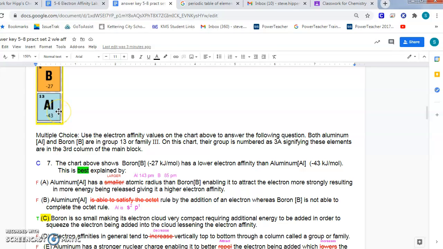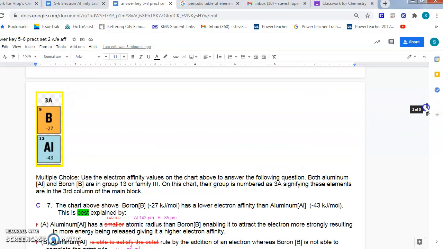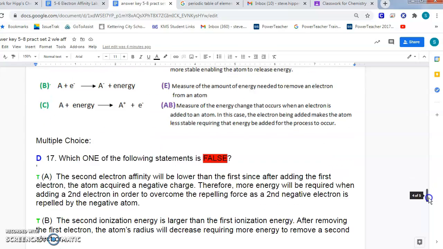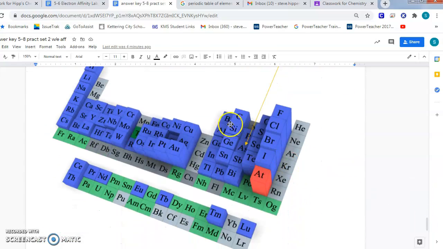Now that's kind of interesting for us, because the trend for electron affinity is that it will decrease top to bottom through a column, which we call a group or family. So overall, the trend should be lowering. So as you go all the way from boron down to the bottom of the table, I don't know if we have a bigger, here we go. Here's boron. As we go from boron to aluminum to gallium to indium to thallium, aluminum, gallium, indium, and thallium, that electron affinity is decreasing. But from boron to aluminum, it's increasing.